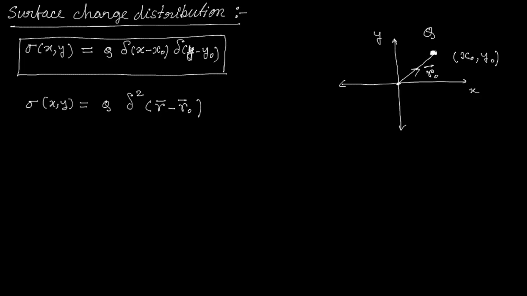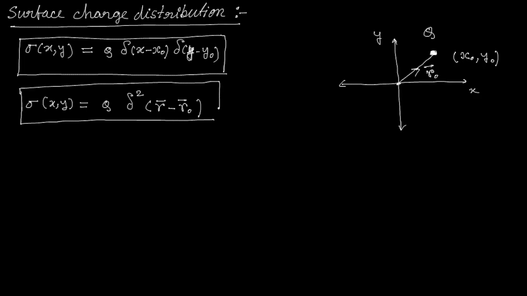At other points there is no charge distribution. Only this charge is concentrated at this position, and since the area is very, very small, the charge per unit area will be very, very high. So at this point it goes to infinity, and at other points sigma will be 0.